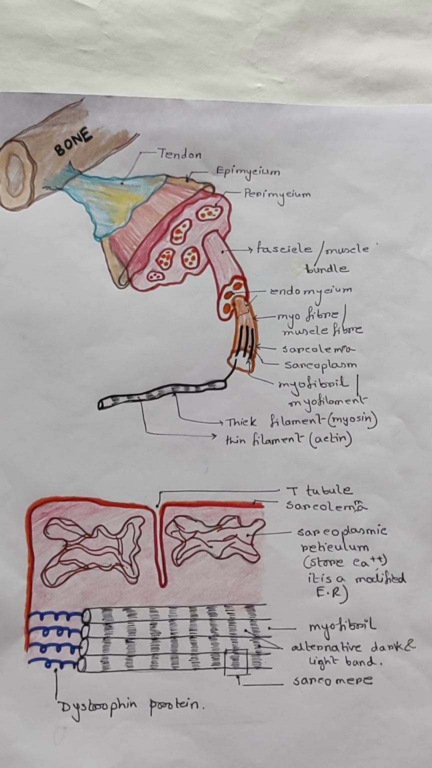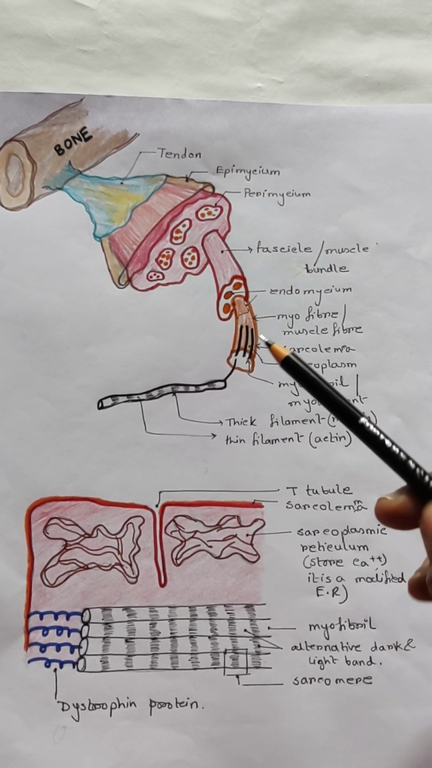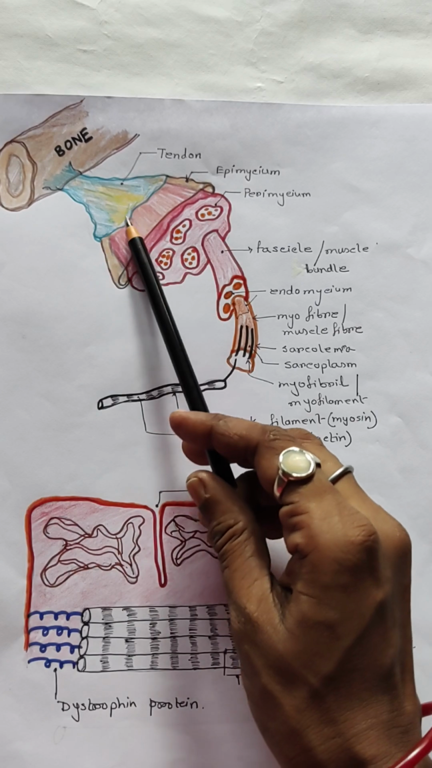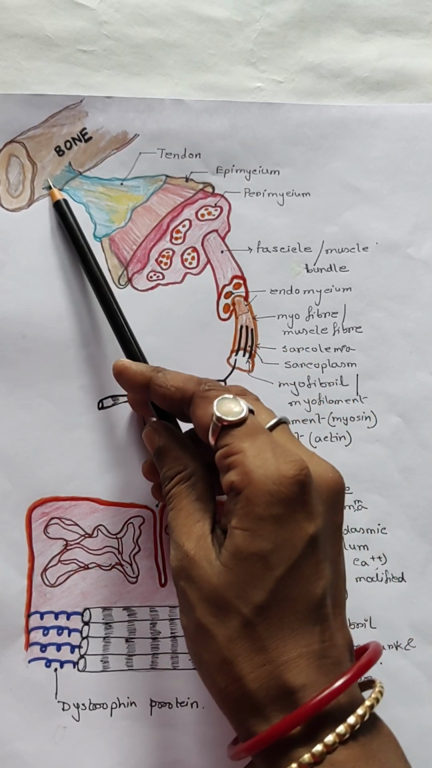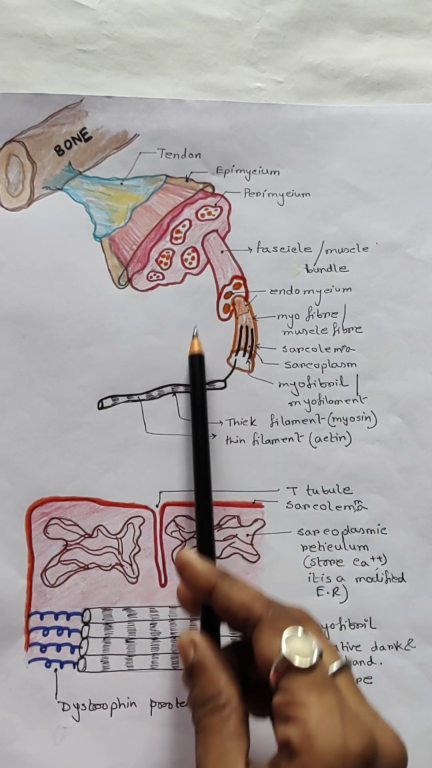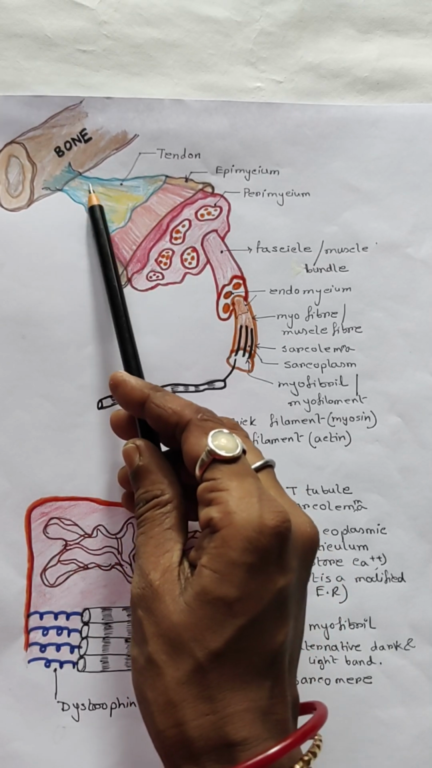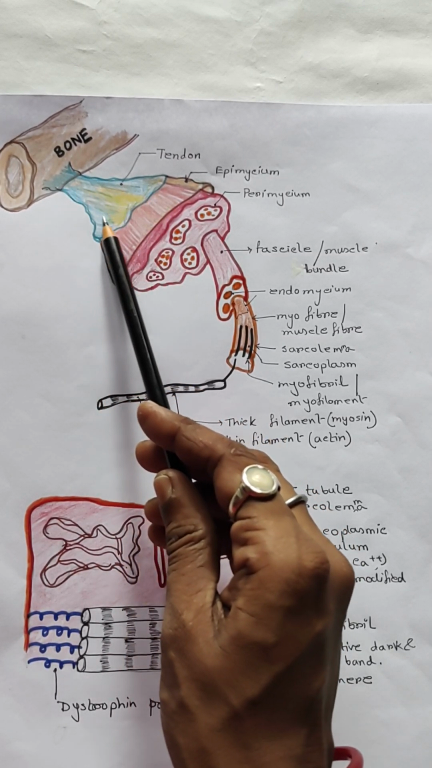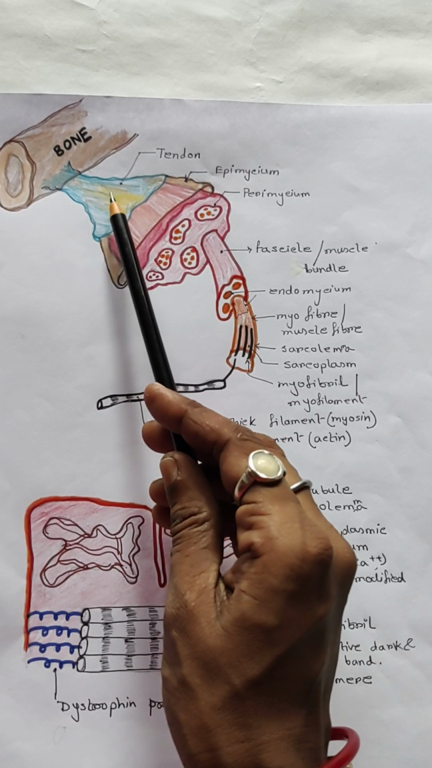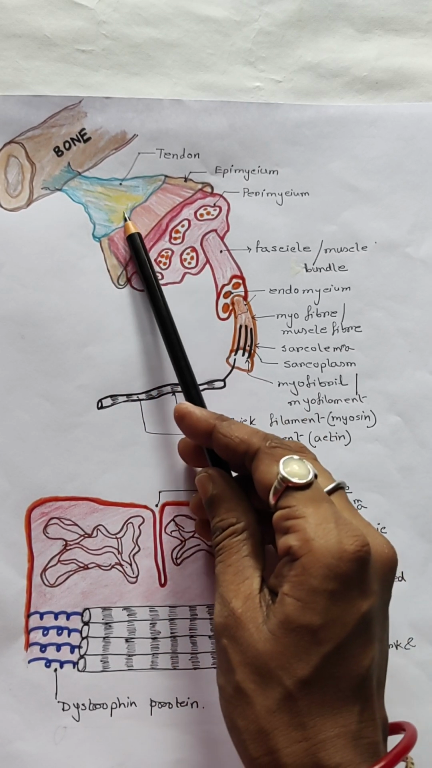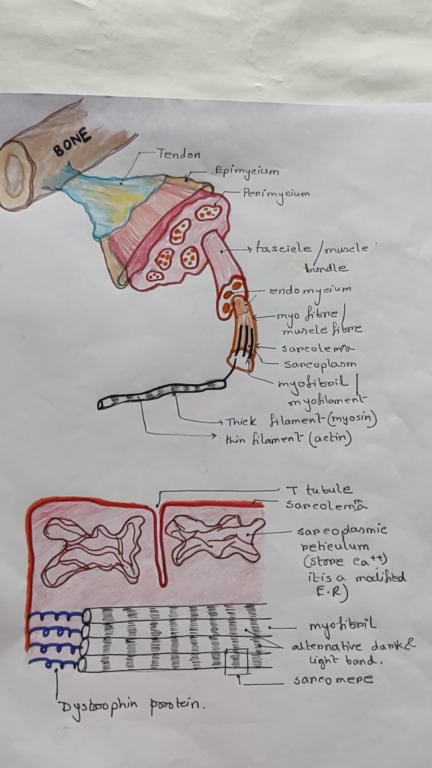Before getting into the mechanism of skeletal muscle contraction, I want to clear you the structure of skeletal muscle first. So here it is. In this picture we can see that this is the bone and this is the muscle. This muscle is attached to the bones by means of this structure. This is called the tendon. It is made up of collagen.